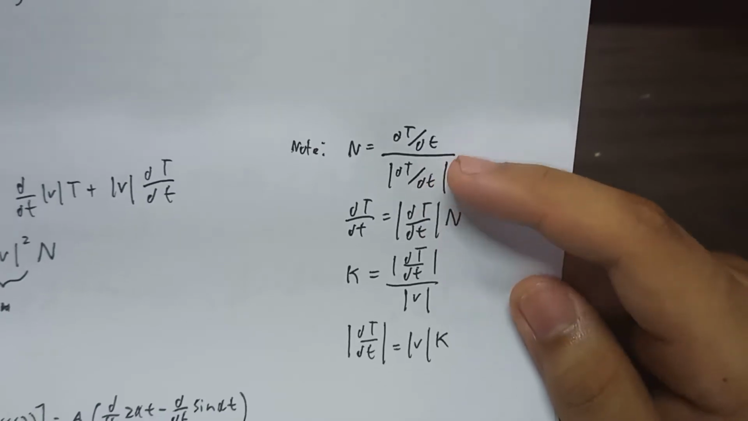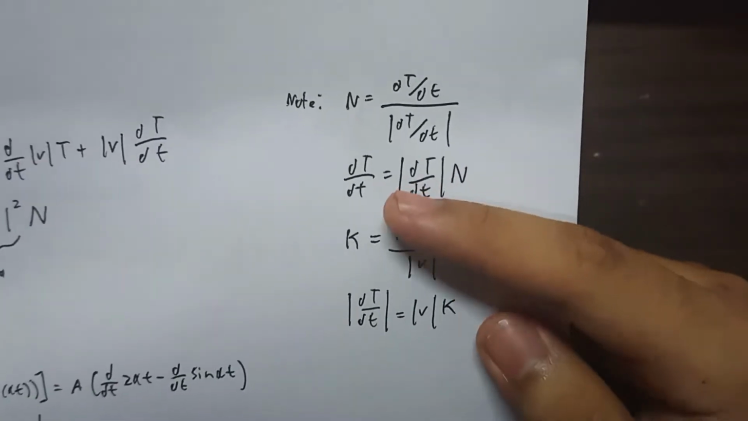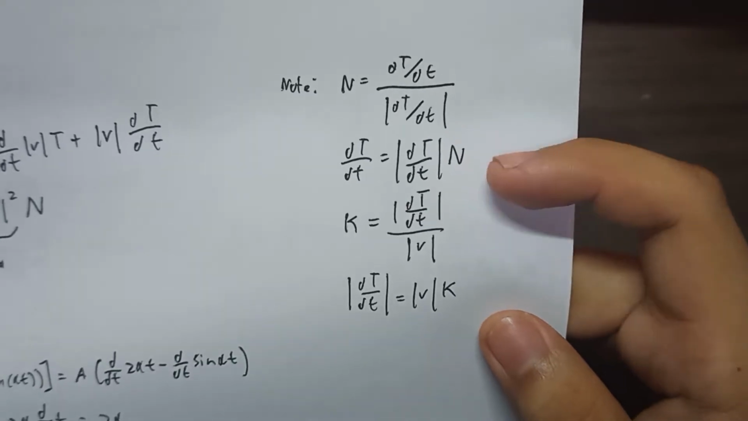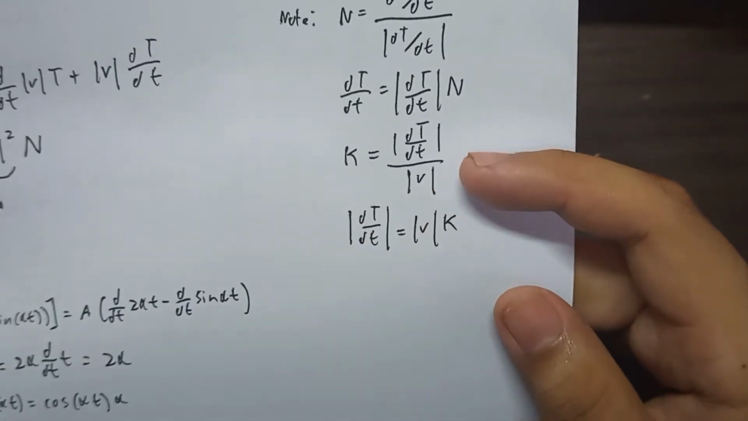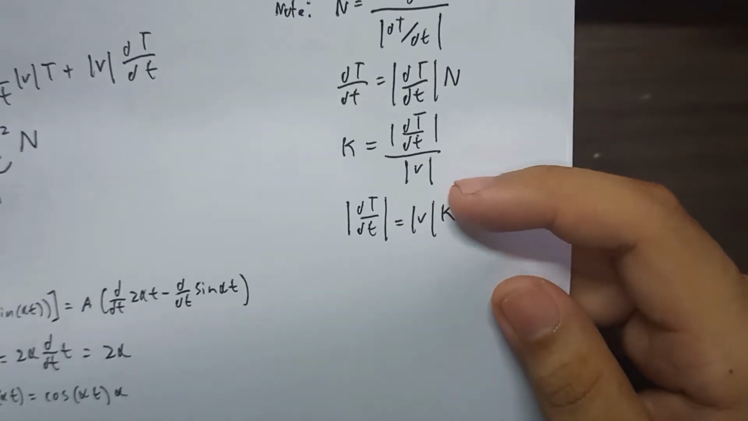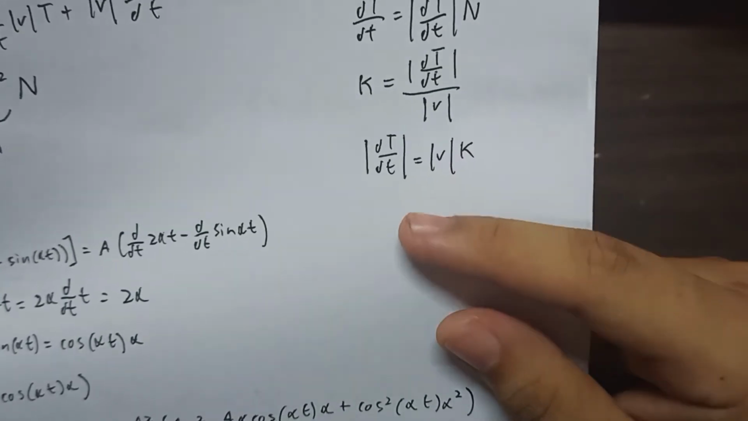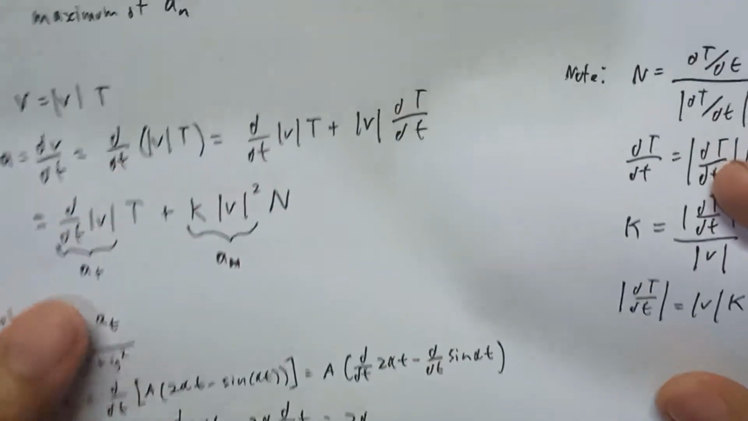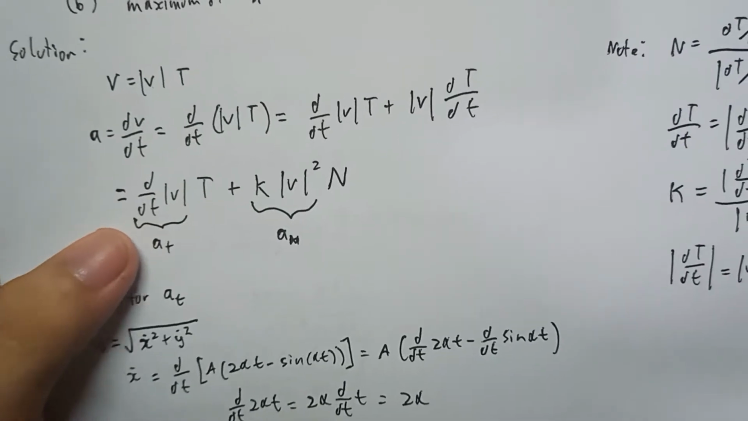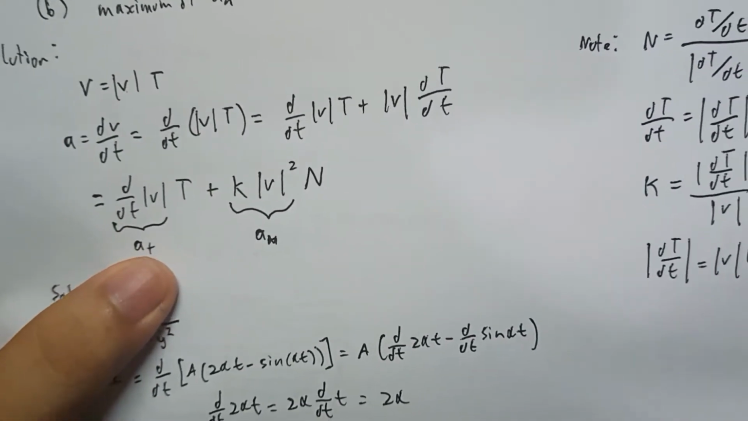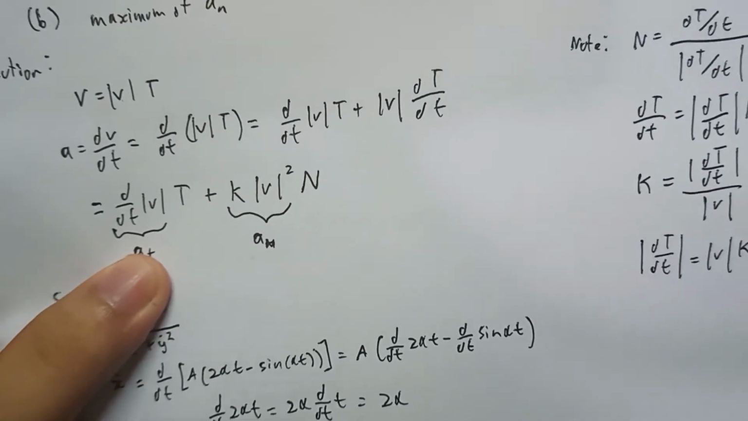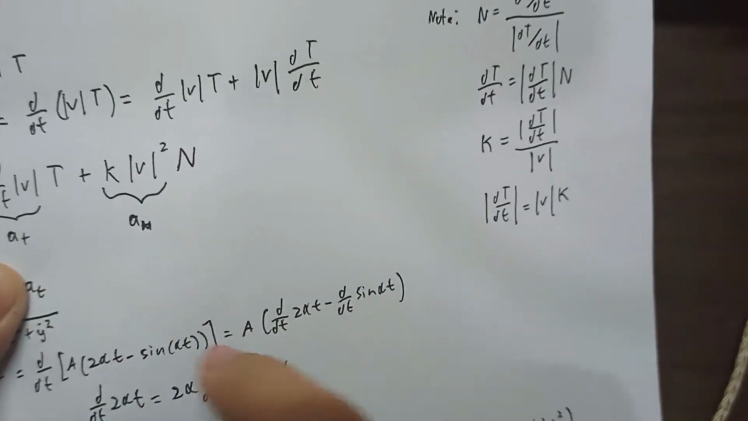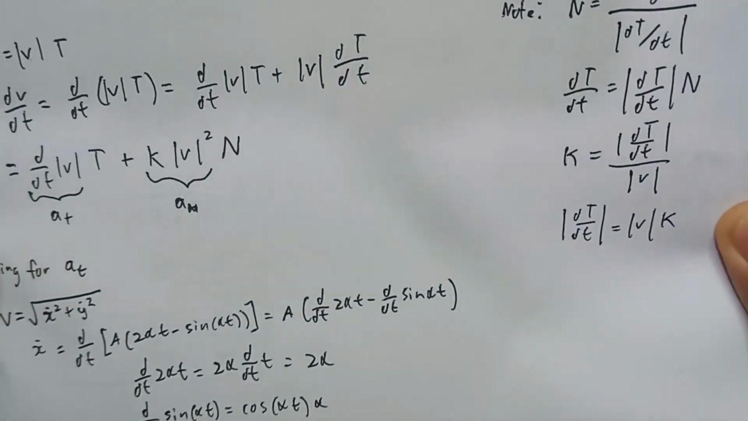Which means that dT over ds is equal to the magnitude of dT over ds times N, and kappa is the magnitude of dT over ds over the magnitude of v, which means that the magnitude of dT over ds is equal to the magnitude of v times kappa, which gets us d over dt of the magnitude of v T plus kappa times the magnitude of v squared N, and dv over dt is the tangential acceleration, and kappa v squared is equal to the normal acceleration.